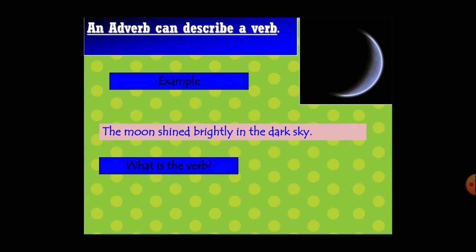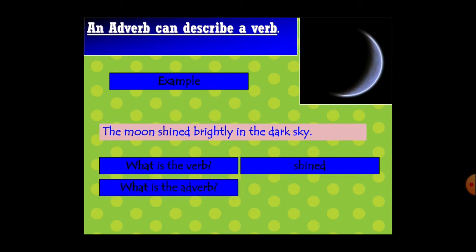What is the verb here? Yes, it is shined. So, what could be adverb? What is the word which is giving us more information about the verb shined? Yes, it is brightly. So brightly is the adverb, which is telling us about how the moon shined. It shined brightly.